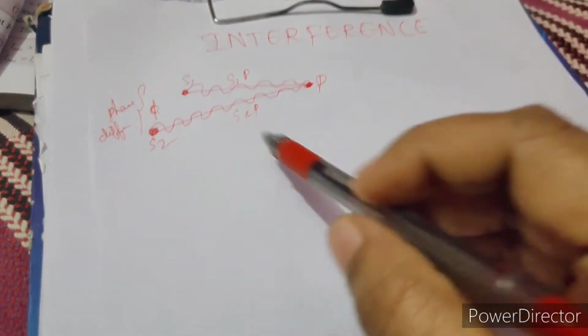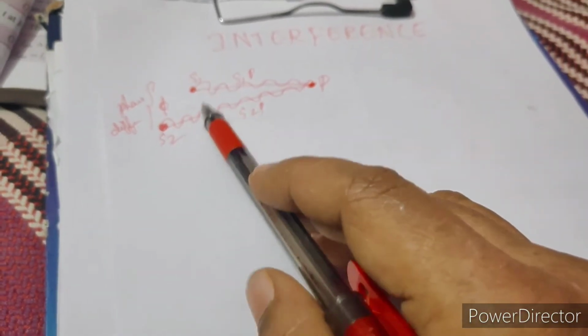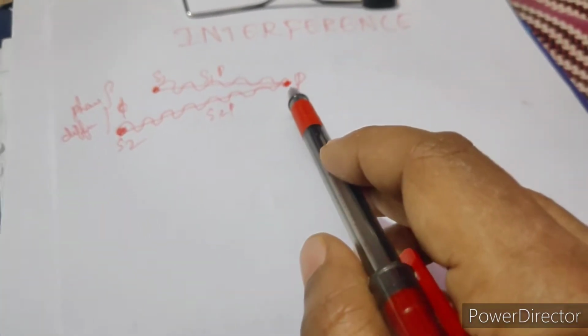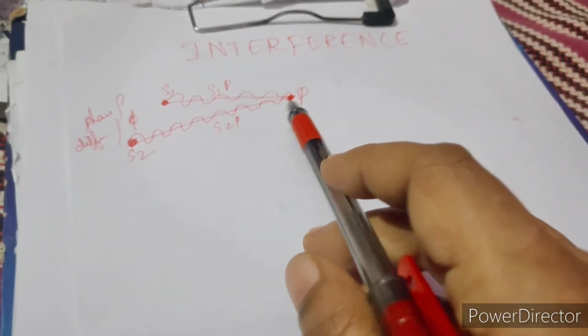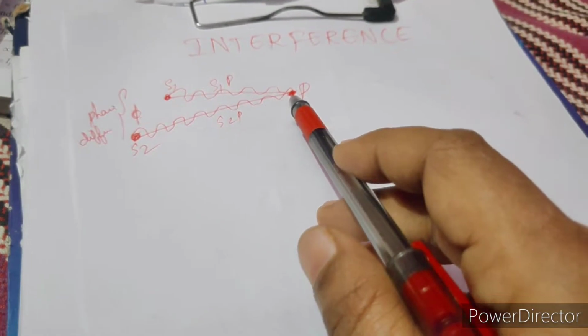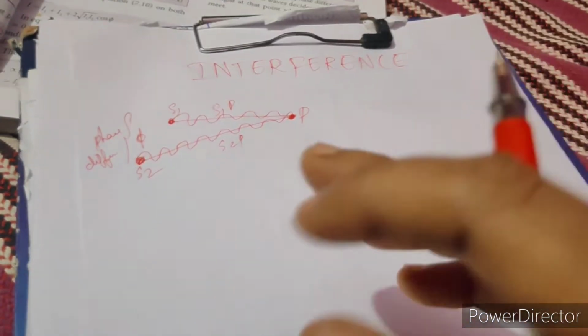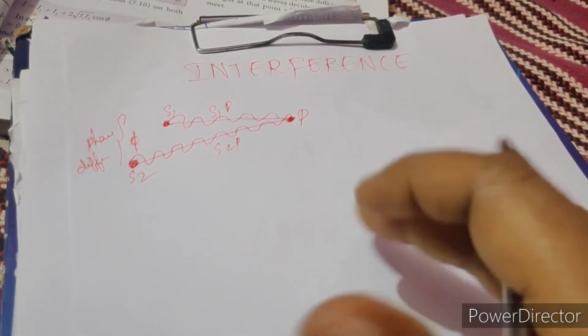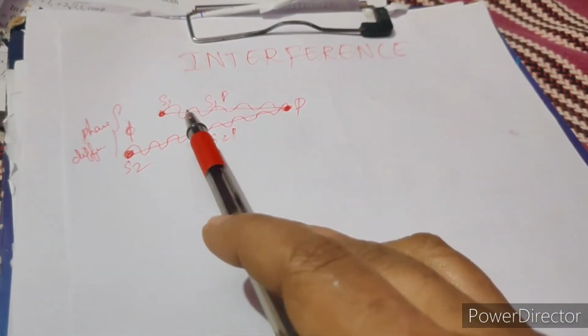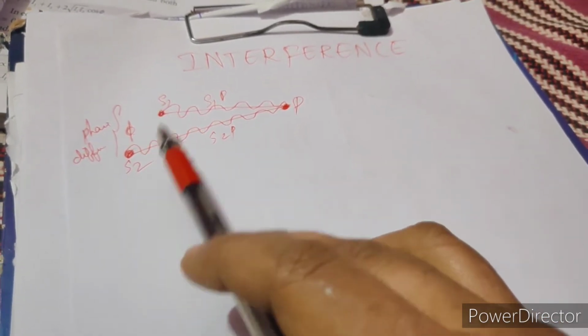Interference. Here I have two waves which interact at one point. Where the two waves meet, hit, or cross, that is called interference, which means the waves interact with each other. And we have the initial and final difference between these phases.